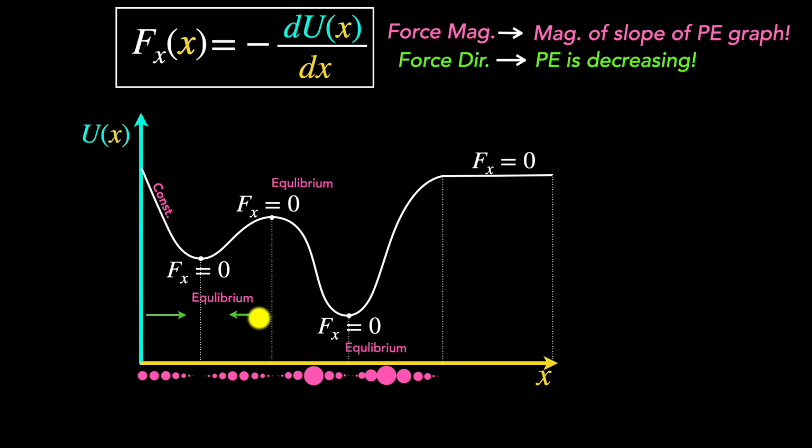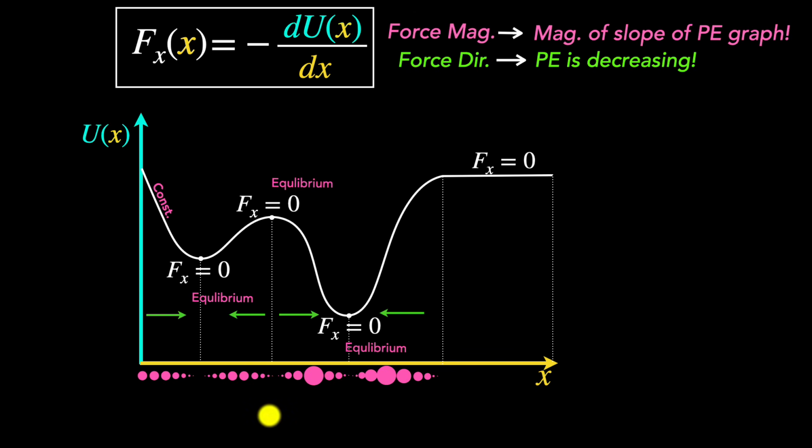Again, it would be a great idea to think about the direction of the force in this region and this region. All right, let's do this. Over here, the right side is where the potential energy is decreasing, so the direction of the force is to the right. Over here, if you go to the right, the potential energy is increasing. If you go to the left, the potential is decreasing, so it's to the left. What is the direction of the force over here? Hey, the force is 0, so it doesn't have a direction.